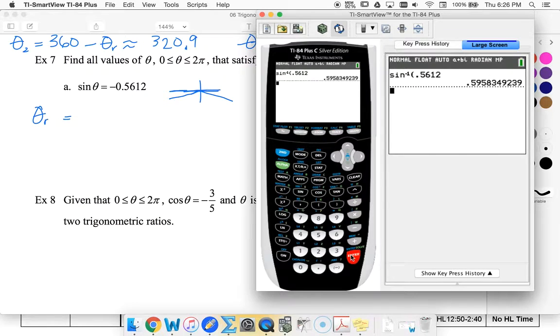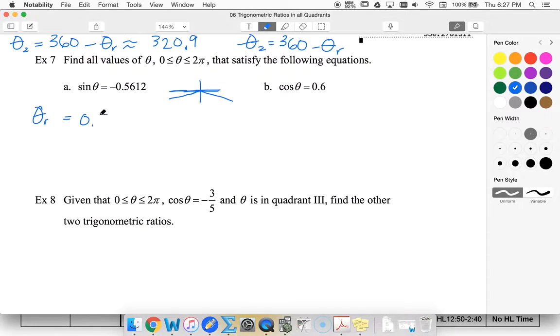0.5612, and I get 0.596. Notice that it's just a little bit bigger than pi over 6, which makes sense because this is bigger than a half. So 0.5958, and I'm not going to round, and that's radians. I'm not rounding because this is not one of my answers. My answers are in quadrant 3 and quadrant 4, so greater than pi and just less than 2 pi.